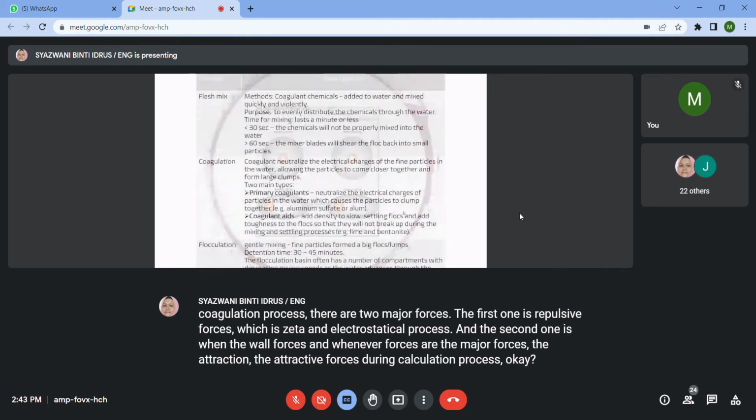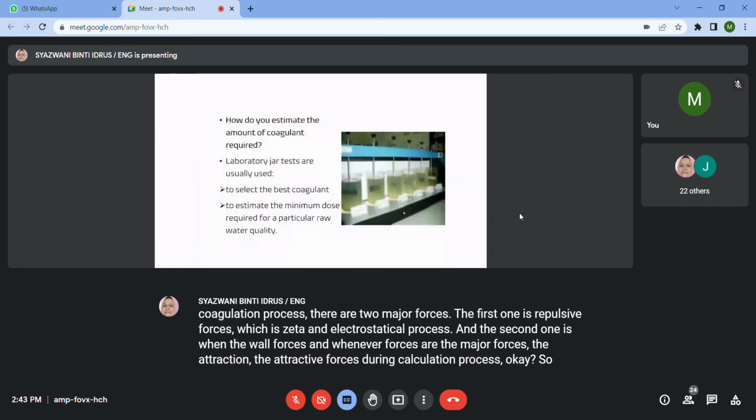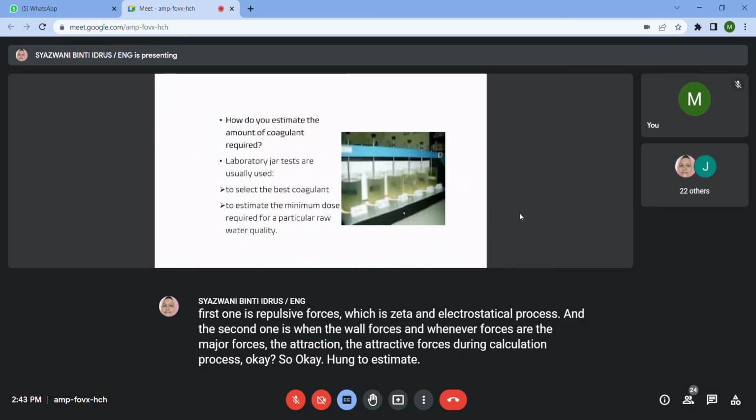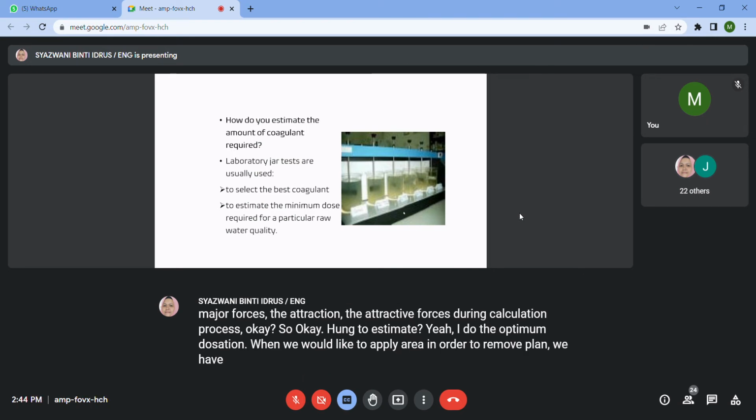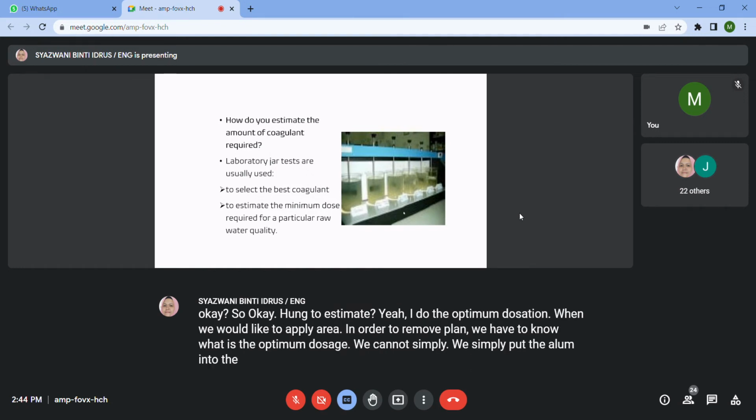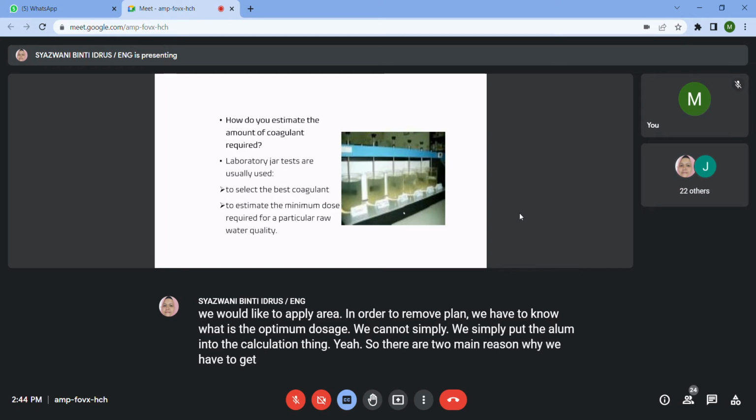Okay, how to estimate the optimum dosage? When we would like to apply alum in a water treatment plant, we have to know what the optimum dosage is. We cannot simply put the alum into the coagulation tank.